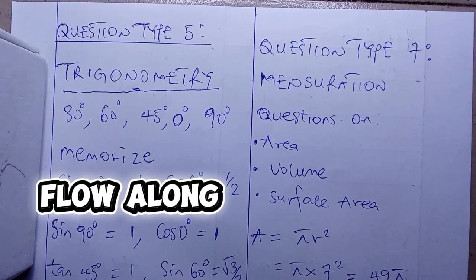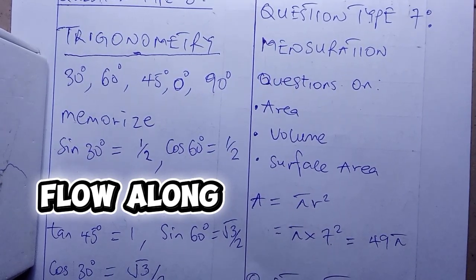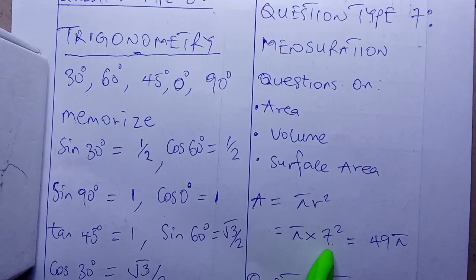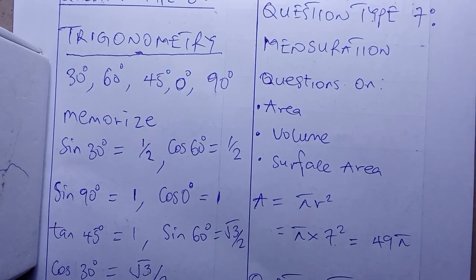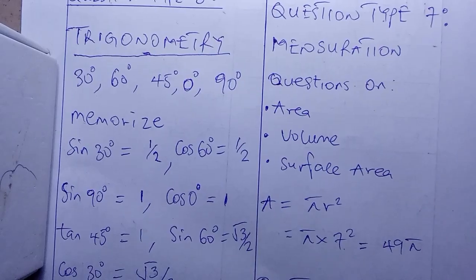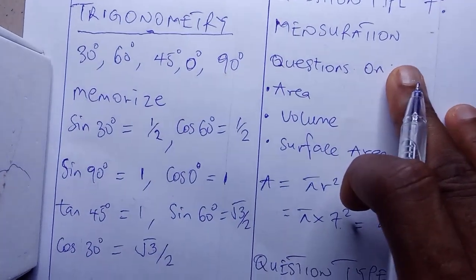And we know that area is what? Pi r square, right? This is area here, pi r square. And pi times the radius is 7. So 7 square is 49. So we have 49 pi. Mensuration usually comes out in WAEC every year. So ensure you master your mensuration.